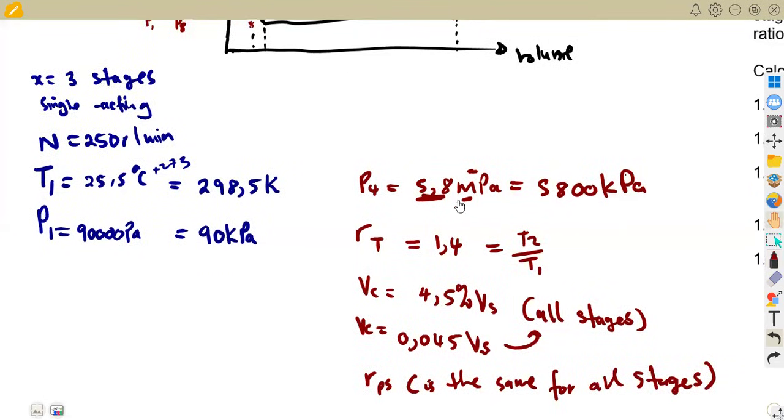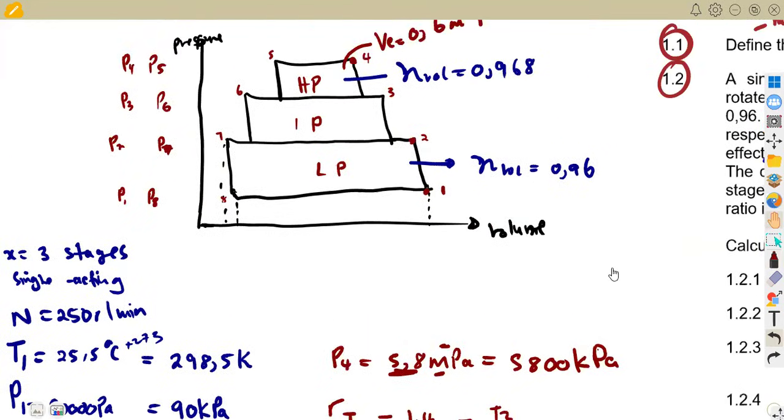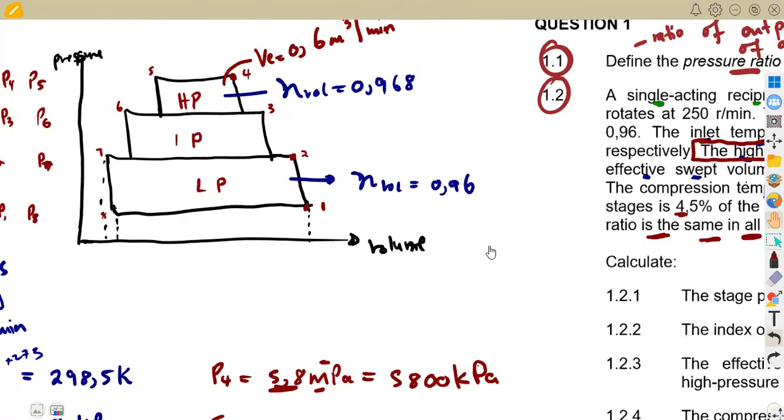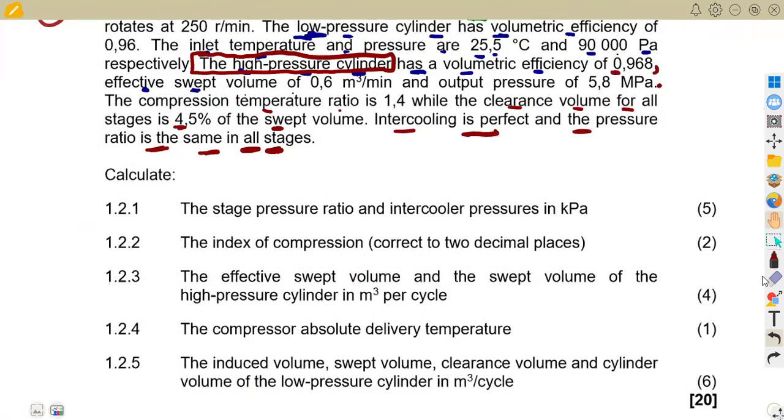All right, so this is the information, guys. Let us try to attempt our questions. So there we are given that, 1.21: calculate the stage pressure ratio and intercooler pressures in kilopascals. The stage pressure ratio and the intercooler pressures in what? Kilopascal. As we know, our pressure is supposed to be in kilopascal.